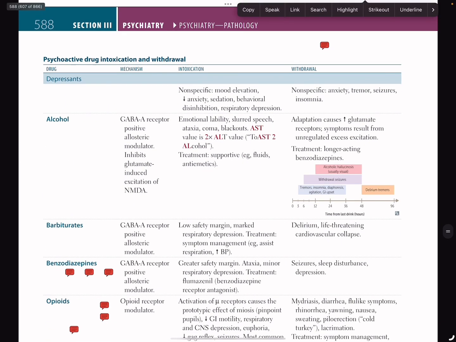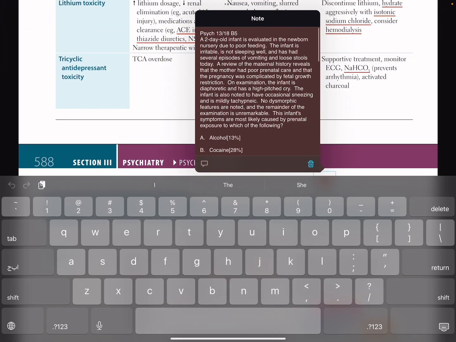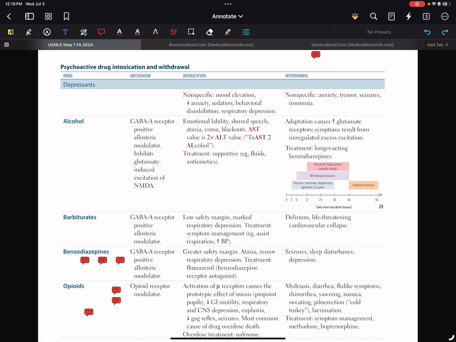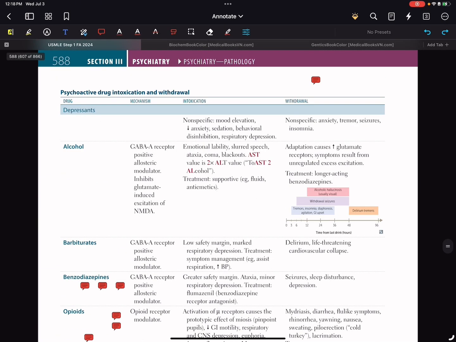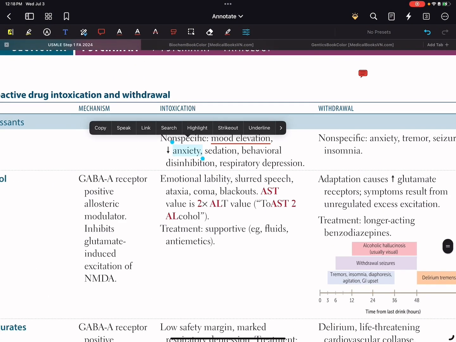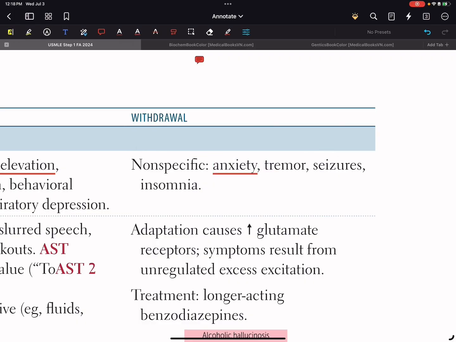Next, we go to psychoactive drug intoxication and withdrawal. Okay, starting with psychoactive drug intoxication and withdrawal. So these are drugs, depressants and stimulants. Starting with depressants, the first one is alcohol. We have the mechanism, intoxication, and withdrawal. Intoxication has non-specific symptoms: mood elevation, decreased anxiety, sedation, behavioral disinhibition, respiratory depression. Withdrawal from depressants will cause anxiety, tremors, seizures, and insomnia.